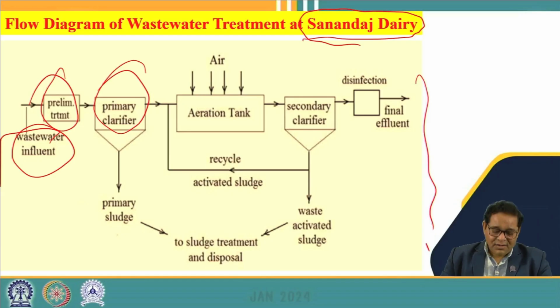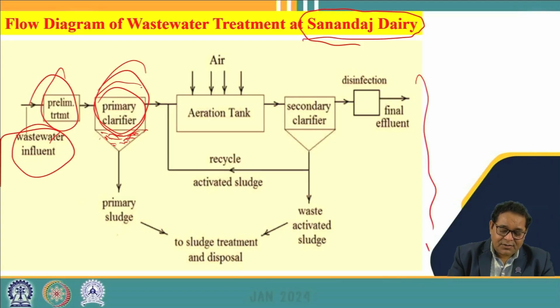The water after this preliminary treatment goes to the primary clarifier, where all the inorganic settleable suspended solids which are introduced into the water during cleaning and washing operations, which contain a lot of inorganic impurities, are removed. Here a gravity separation process is used in the primary clarifier. All these settleable suspended solids are collected at the bottom, and the overflow from this tank goes for the next treatments.